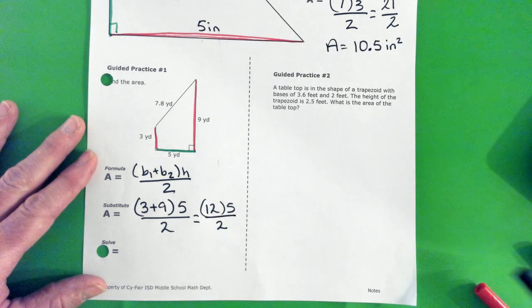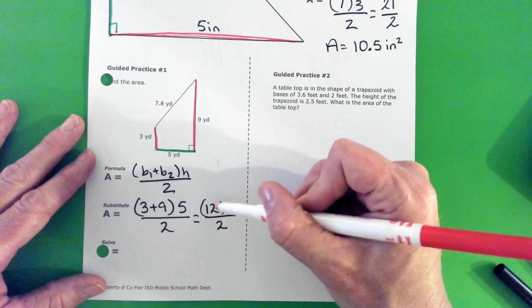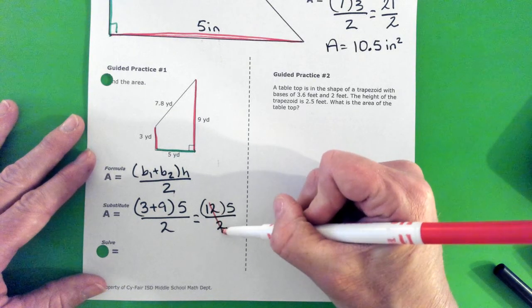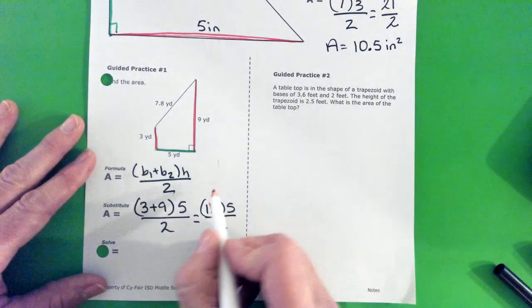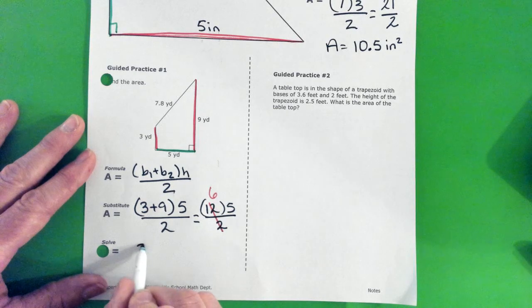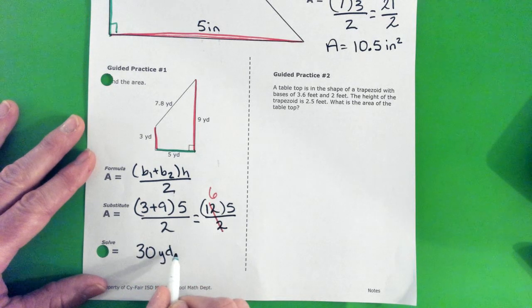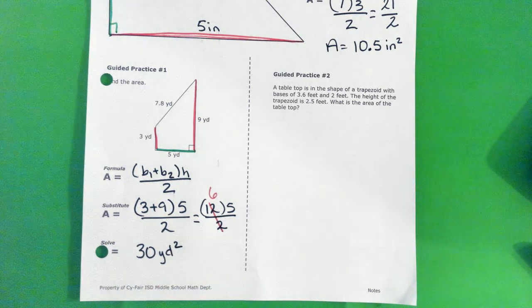Okay, I don't know if I showed you yesterday, I got a little bit of a shortcut. I can take the 12 and the 2, reduce it down. What's 12 divided by 2? 6. And is 6 times 5 still going to give me 30? Yeah. 30 square yards.